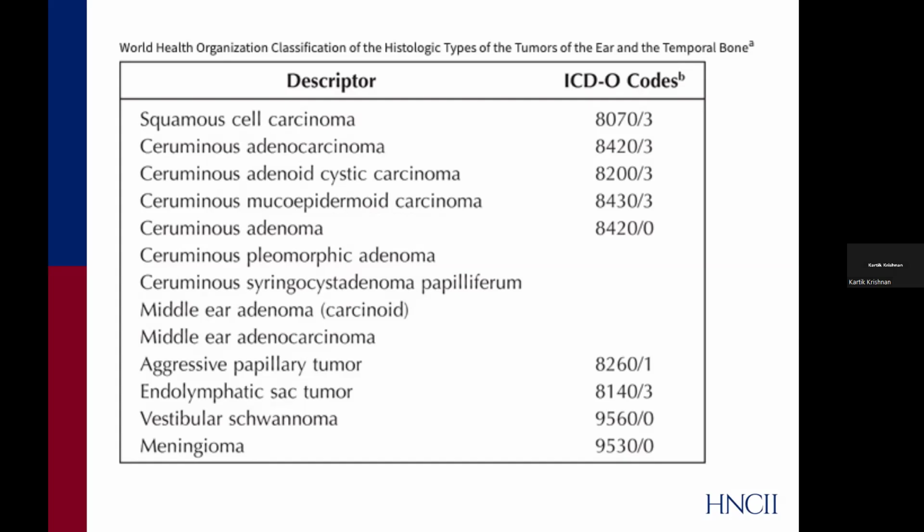And then as you go inside, you have your middle ear malignancies. So it can be middle ear adenoma or adenocarcinoma. And in the internal ear, you have the endolymphatic sac tumor, vestibular schwannomas, and meningiomas. These are the primary tumors of the temporal bone. Tumors arising from the parotid or other mesenchymal tumors, like rhabdomyosarcomas or other sarcomas, can also arise from the surrounding structures.